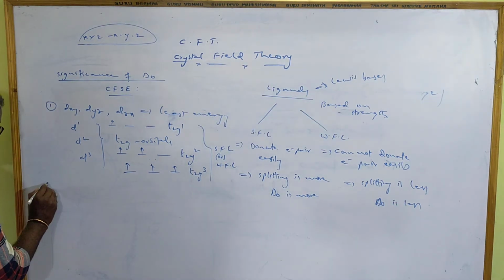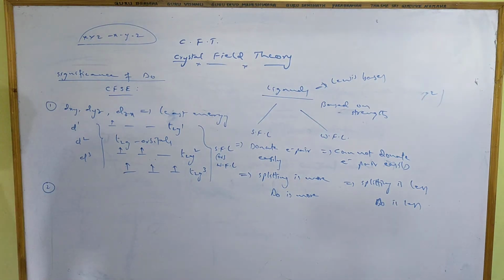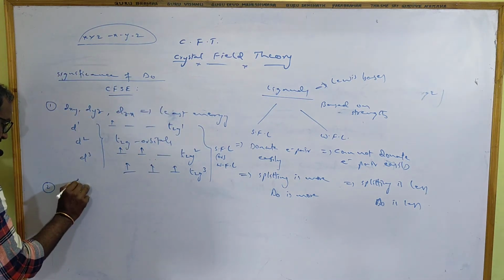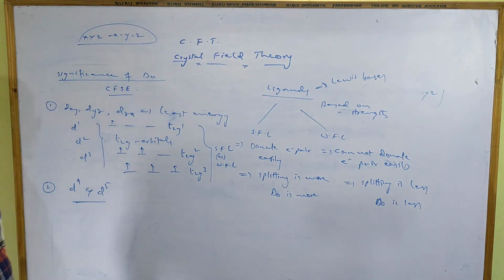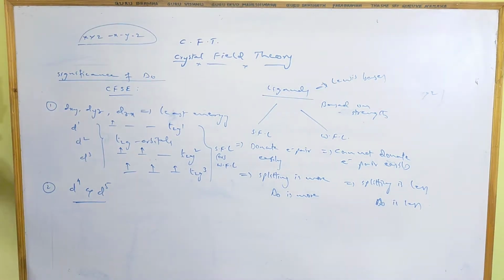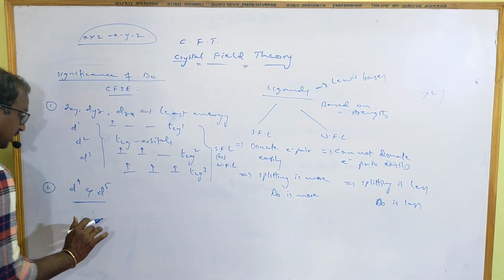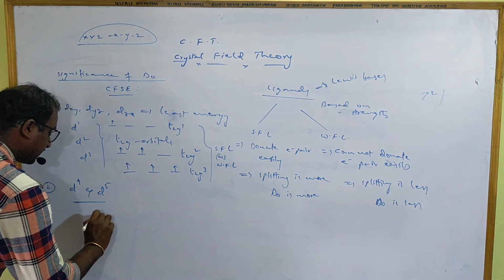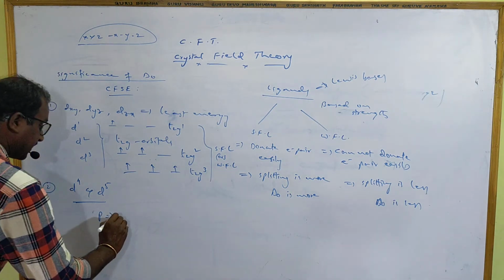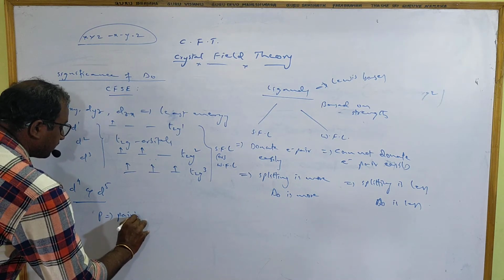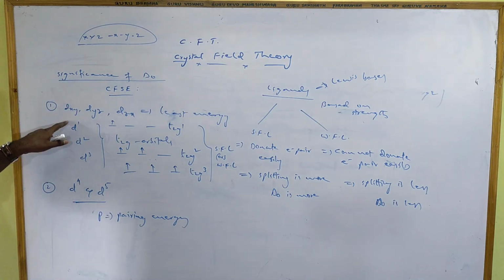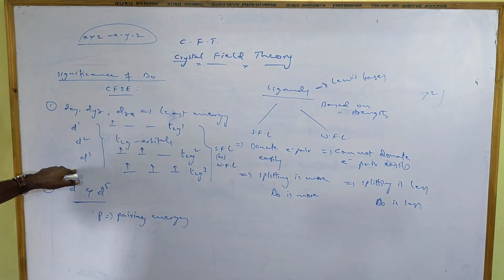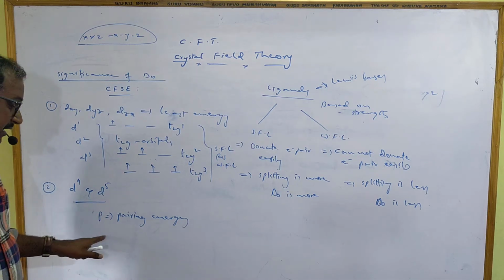Second significance is d4 and d5. For this configuration, what we have to do? For d4, d5, here we should know about P. P means what? Pairing energy. We should know about this one. In this case only we require P. In the other condition, it doesn't require P. For d4, d5 only we require pairing energy.